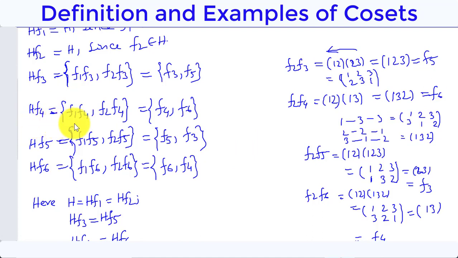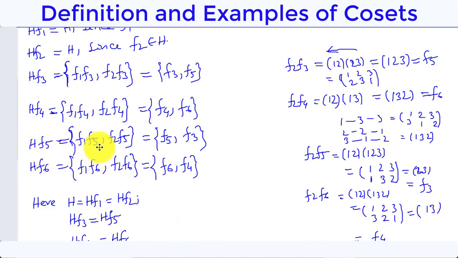Similarly, Hf4 is equal to {f1 composition f4, f2f4} is equal to {f4, f6}. Here f2f4 is equal to (1 2) composition (1 3), which gives (1 3 2). Since 1 goes to 3 and 3 goes to 3, the image of 1 is 3. 2 goes to 2 and 2 goes to 1, so 2 goes to 1, and 3 goes to 2. So this is equal to (1 3 2), which is equal to f6.